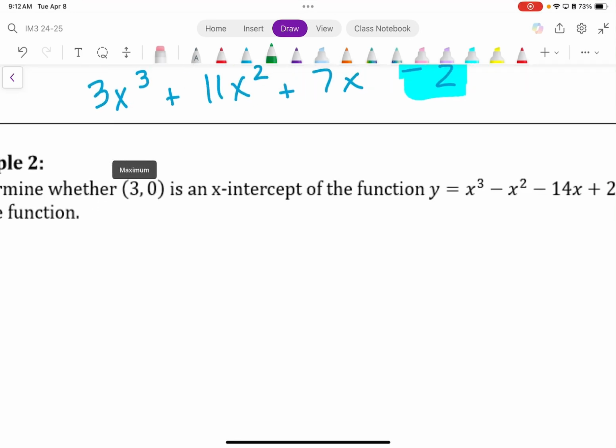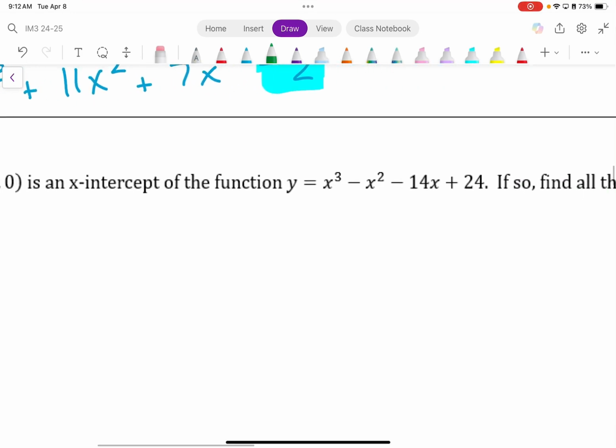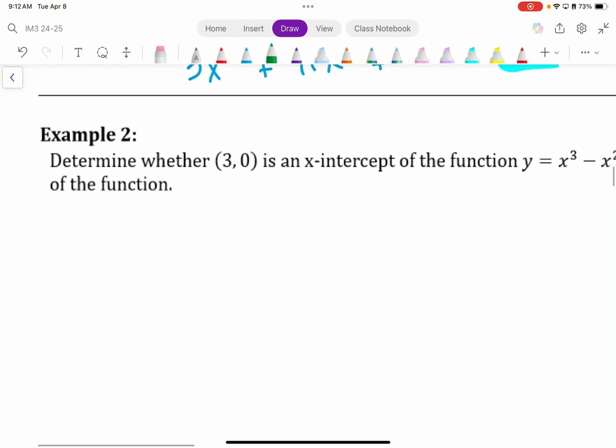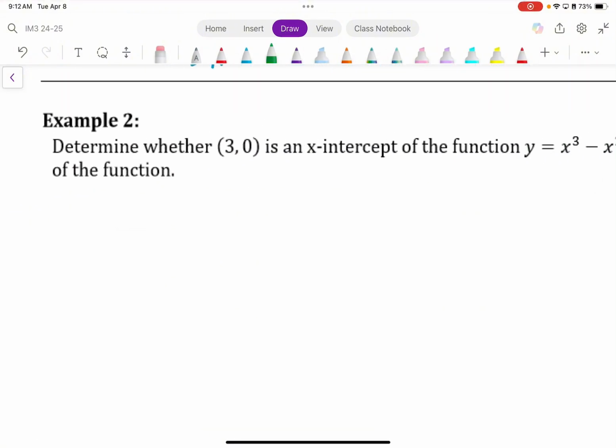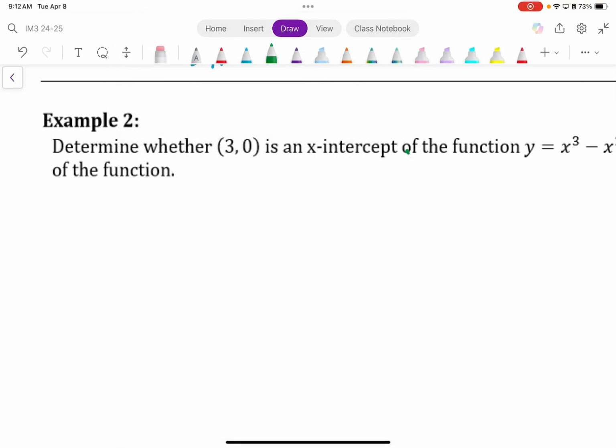Determine whether the point 3, 0 is an x-intercept of the function y equals so and so and so. All right. So this is an x-intercept. I don't want it as an x-intercept. I need this to be a factor. So I'm going to go from x-intercept form to root form, and then from root form to factor form. Okay.